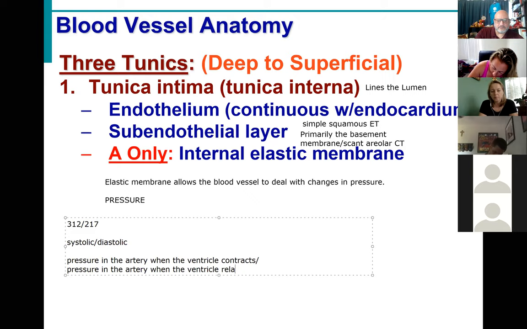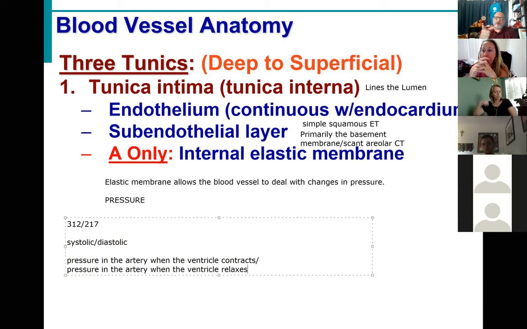Why is there a difference in the pressure in our arteries when the ventricle is contracted and when the ventricle relaxes? Contraction produces a lot of pressure. Why? You're absolutely correct, but why? Because blood. There you go. Because blood is being pumped out.